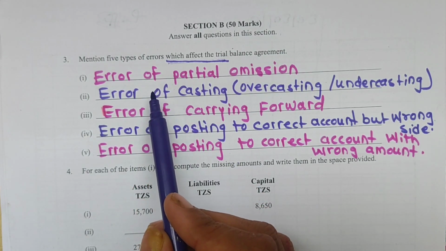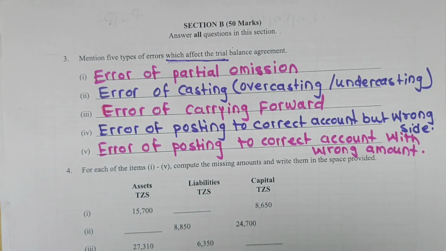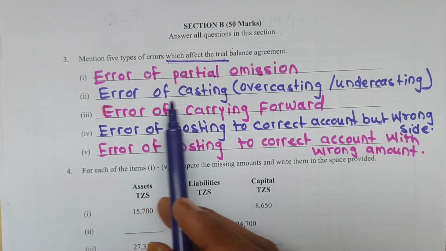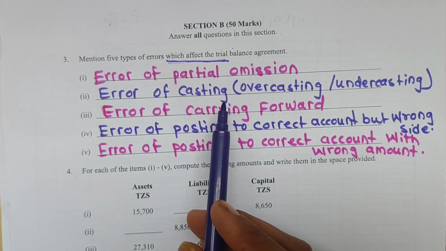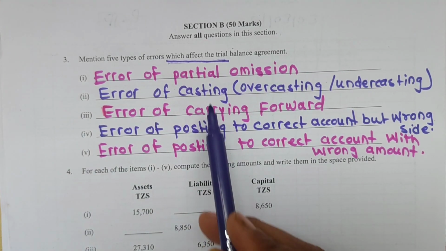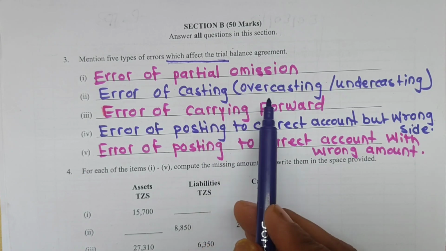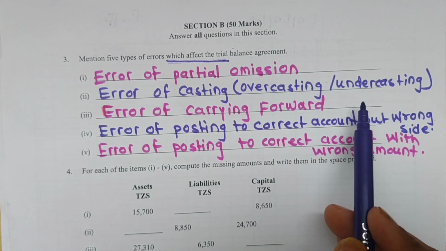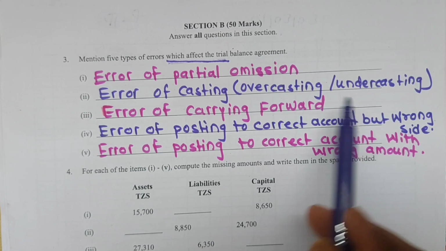Number 1, error of partial omission. Second, error of casting. It can be overcasting or undercasting. Error of partial omission means this error arises when only one aspect of the transaction, either debit or credit, is recorded. So there will be disagreement in the trial balance. So number 1, error of partial omission, then error of casting. It can be overcasting or undercasting of one side of an account.